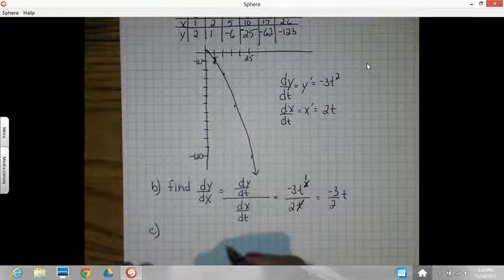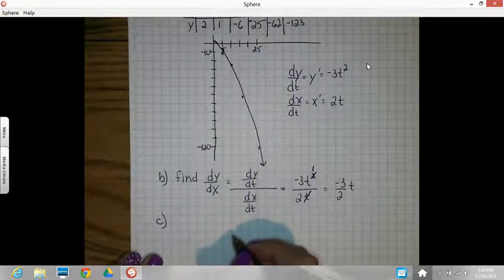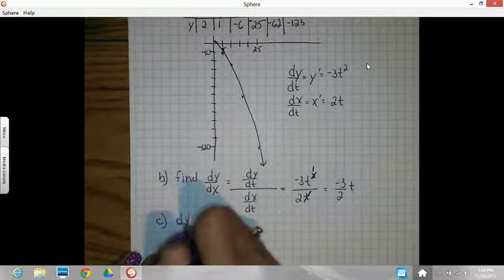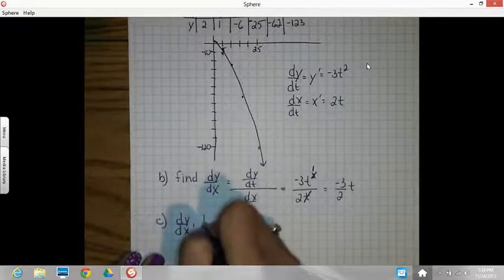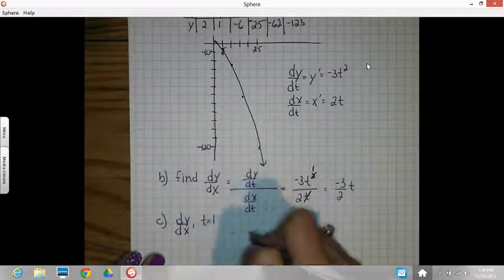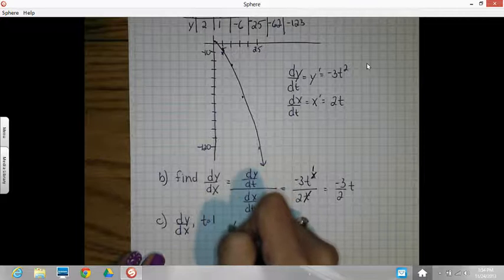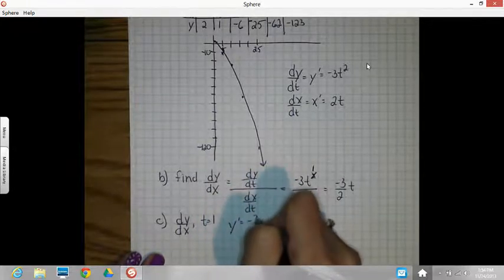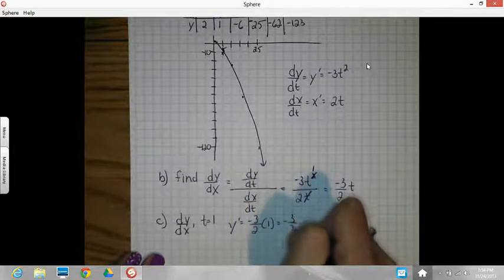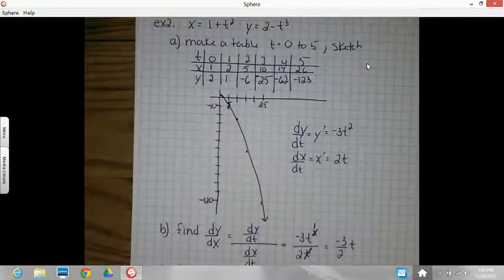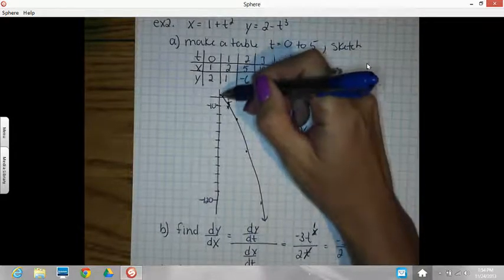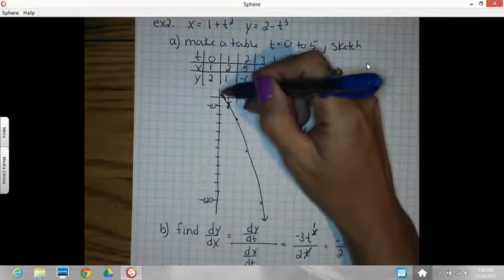Now can you find the derivative when t equals 1? So find dy/dx when t equals 1. Well, that just means plug 1 in there. So dy/dx will equal negative 3/2 times 1, or a negative 3/2. And if you look, that's the slope of the tangent line when t equals 1, that's the second point right here. So it's a negative 3/2 slope.